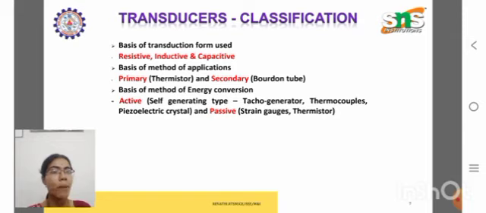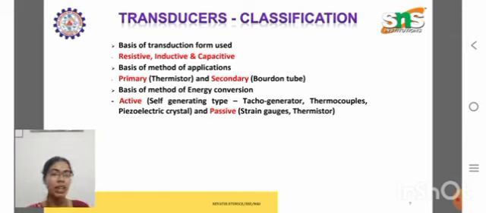Based on the method of application, it is further divided into two types, that is primary transducer and secondary transducer. Primary transducers are otherwise known as a thermistor. Secondary transducers are otherwise known as a Bourdon tube.